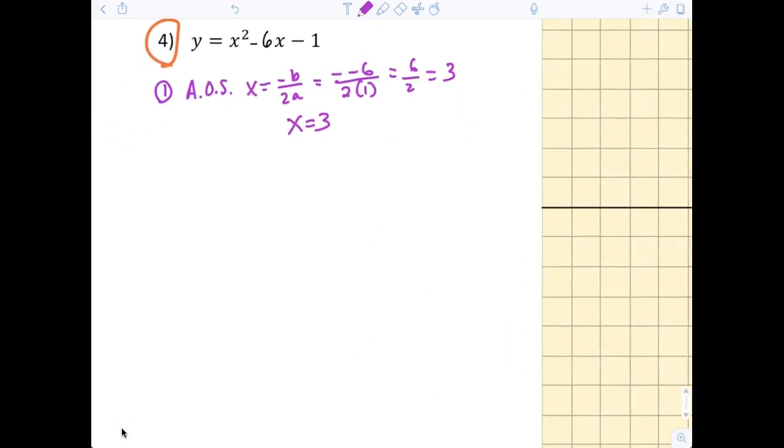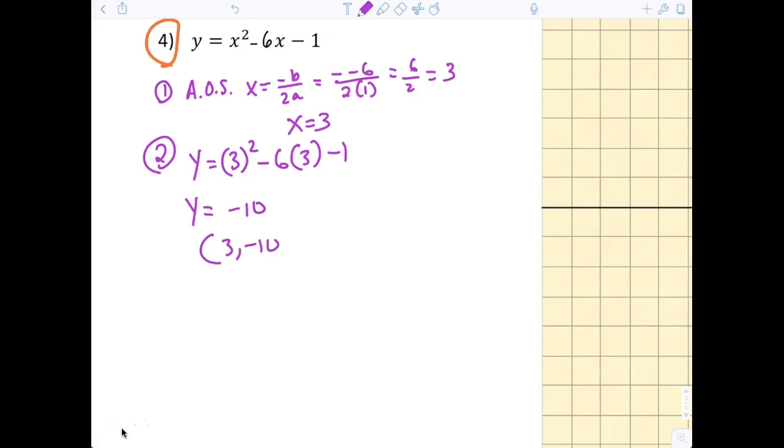Now we've got to find the vertex. So step number 2, to find the vertex. I have y equals 3 squared minus 6 times 3 minus 1. So what does that equal? Negative 10, right? Again, that's good mental math right there. Negative 10. Any issues? All right, so my answer is 3 comma negative 10, that's considered the vertex. Do you agree with that?